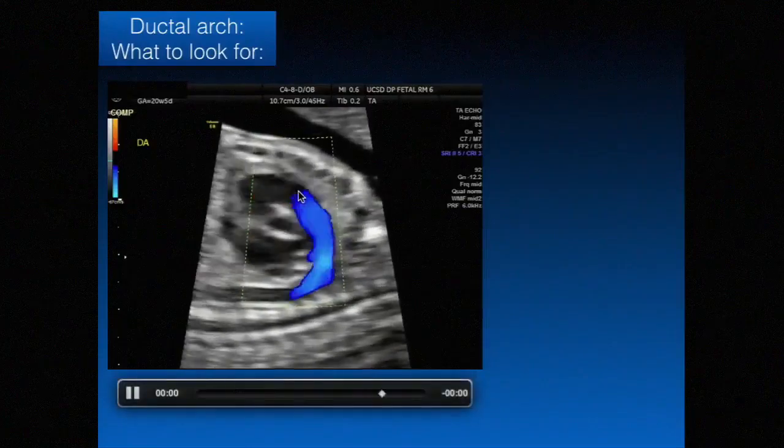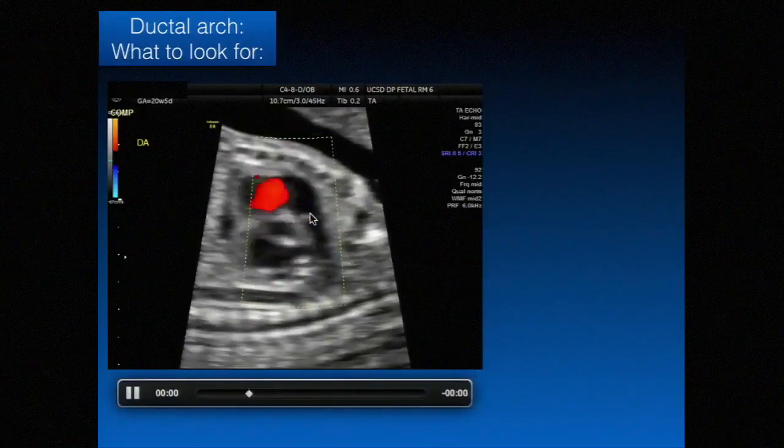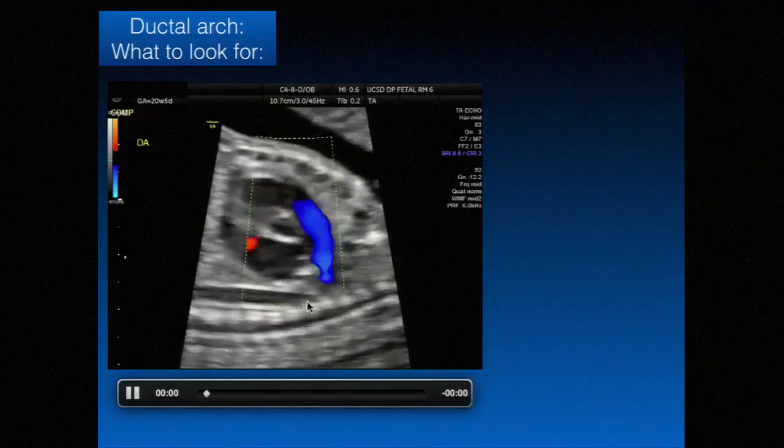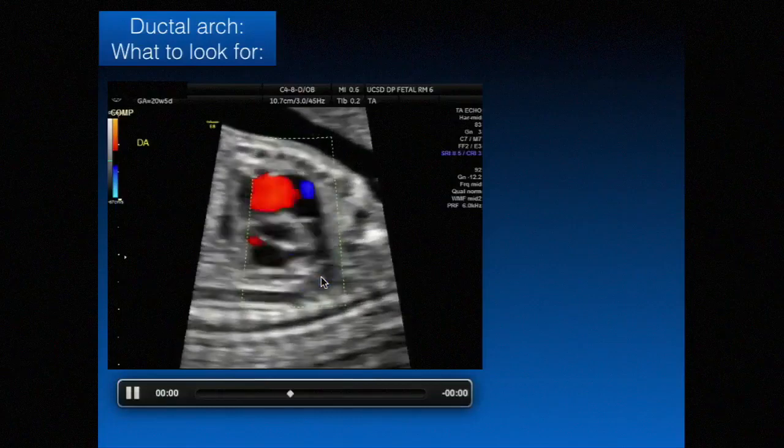And when I put color on, I make sure and include the pulmonary valve. So I'm wanting to see that this forward flow is going all the way from the level of the valve down to the descending aorta, and that I don't see any flow disturbance.